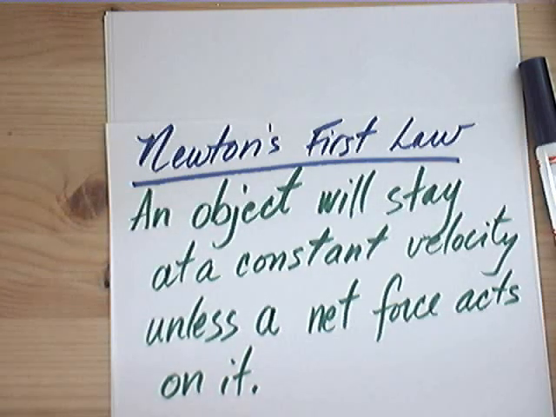Newton's first law of motion. An object will stay at a constant velocity unless a net force acts on it. I know all of those words. These are new: net force. Let's take a look at what a force is.